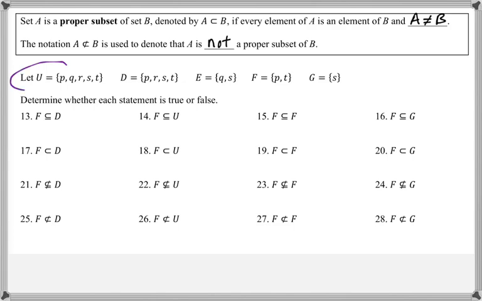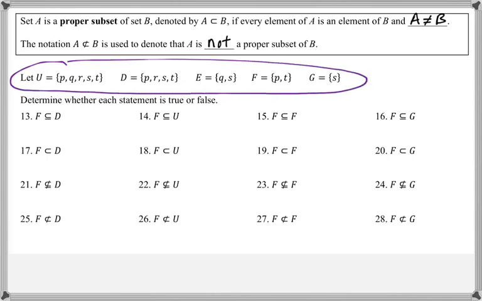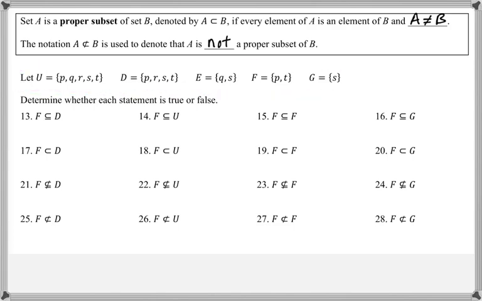So we have 5 different sets here, and we are going to be asked a lot of different questions. So determine whether each statement is true or false. I'm actually going to work through these column by column because I think that will be easier. So the first column is looking at F and D.